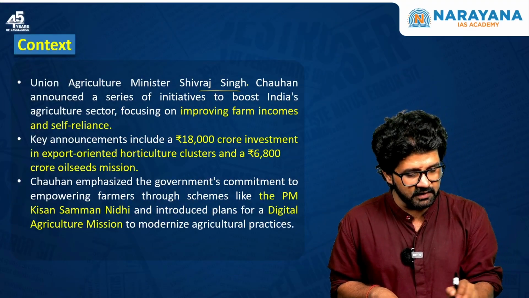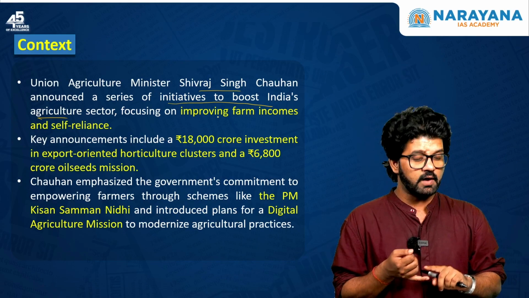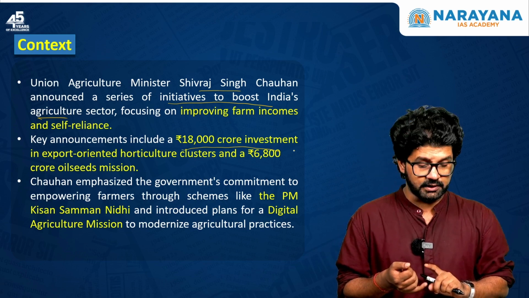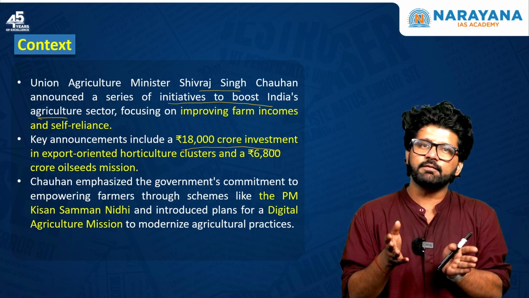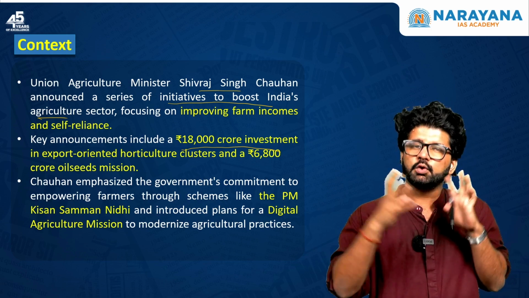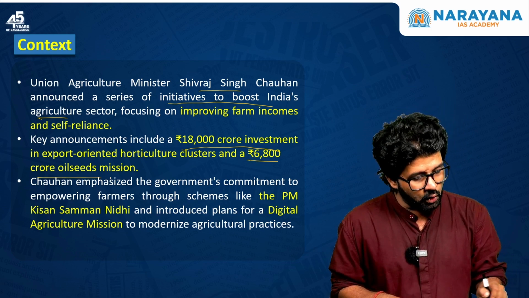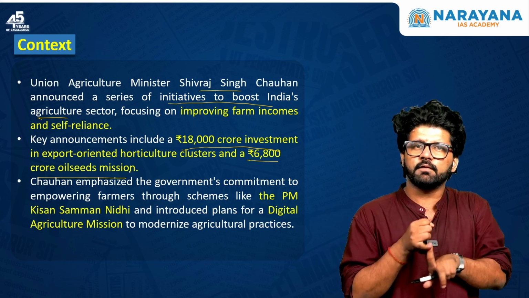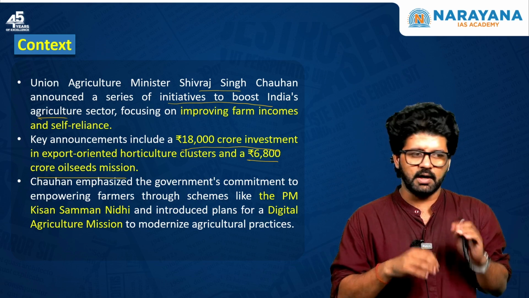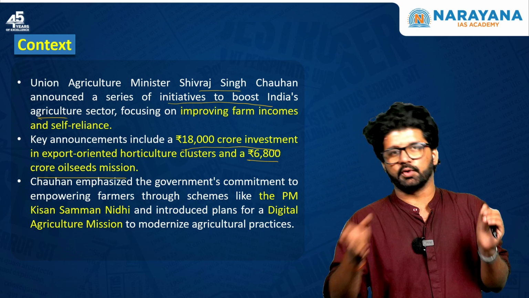Union Agriculture Minister Shivraj Singh Chauhan announced a series of initiatives to boost India's agriculture sector, focusing on improving farm incomes and self-reliance. An 18,000 crore investment will be made in the horticulture sector, which is very sensitive to forward and backward linkages. You need proper connectivity because fruits and vegetables don't survive for long without proper infrastructure. There is also a 6,800 crore oilseed mission. We need oil for cooking as well as other purposes, so there is an oilseed mission here as well, and that will reduce our reliance on imports and may lead to exports in future when it comes to oilseeds.